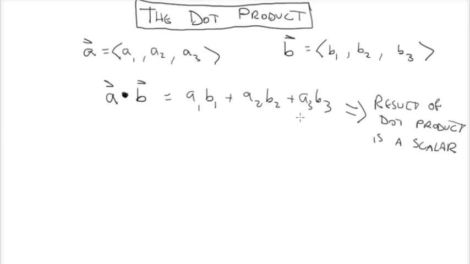An important thing to note about the dot product is that the result of the dot product between two vectors is a scalar. It's not a vector. This doesn't have any direction. This is just a number. This will just end up being a number.